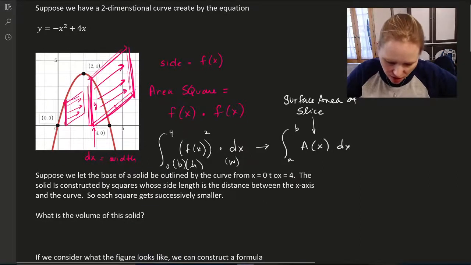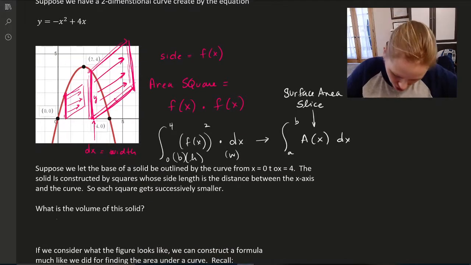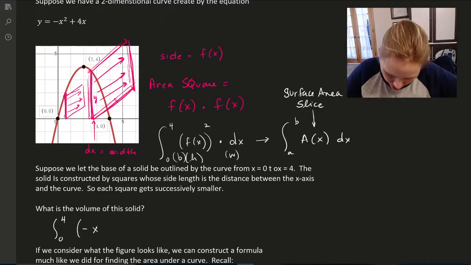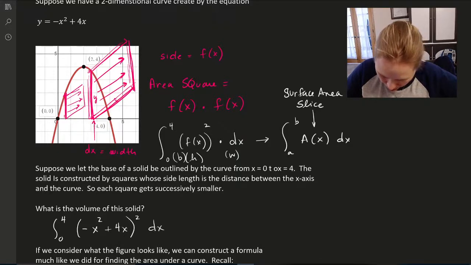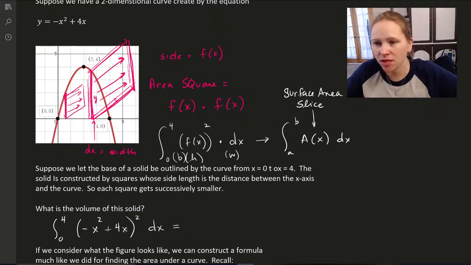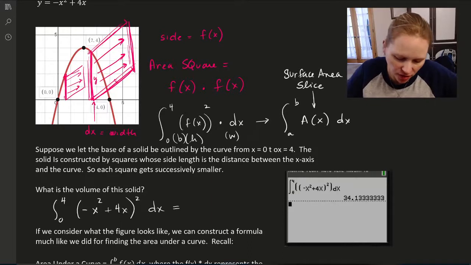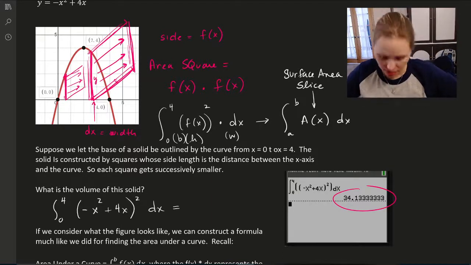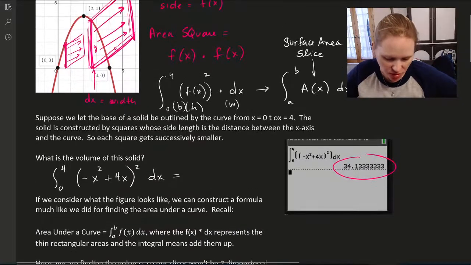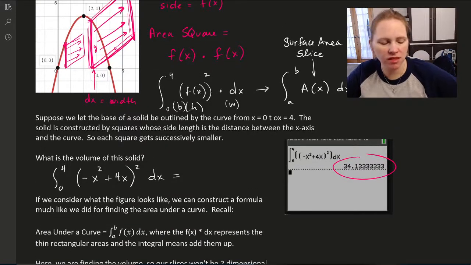So let's go ahead and evaluate and find our volume. We're going to integrate from 0 to 4, and it's going to be negative x squared plus 4x squared dx. And sometimes these are calculator based and sometimes they're not. We'll go ahead and use a calculator today. And here we have our area. It's 34.133.